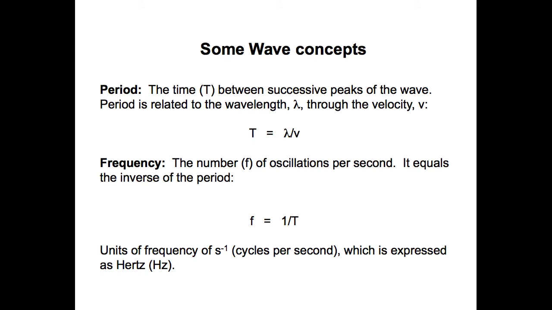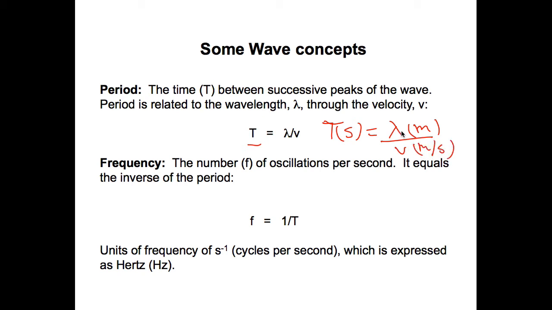Okay, so we have to introduce some vocabulary, that is the period and the frequency of the waves. The wave period, T, is defined as the wavelength over the velocity. And that's very simple to remember because the period has units of seconds, the wavelength has units of meters or kilometers, and the wave speed has units of meters per second.